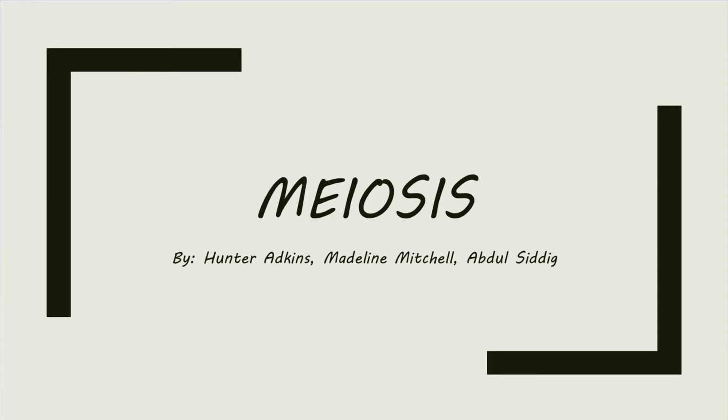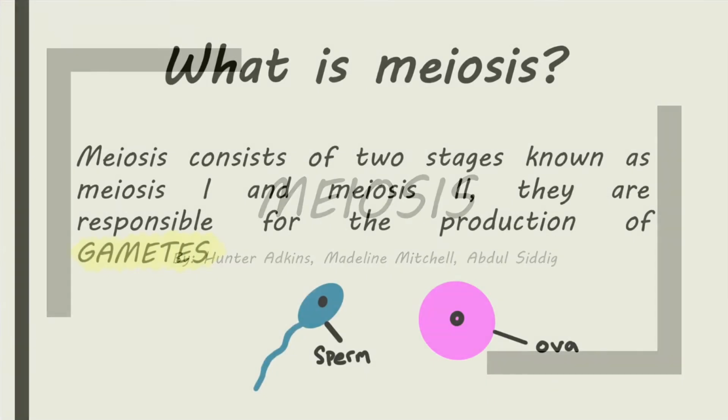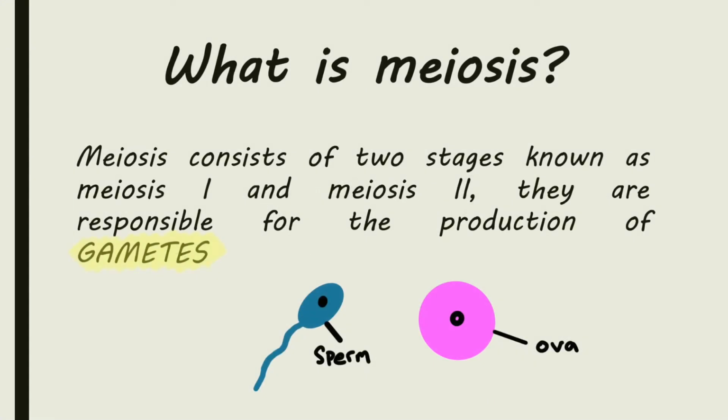As we move along, you will notice that there are several highlighted key terms throughout. It is important to understand these key terms, as they will give you a better understanding of the meiosis process. What is meiosis? Meiosis consists of two stages known as meiosis 1 and meiosis 2, and they are responsible for the production of gametes.